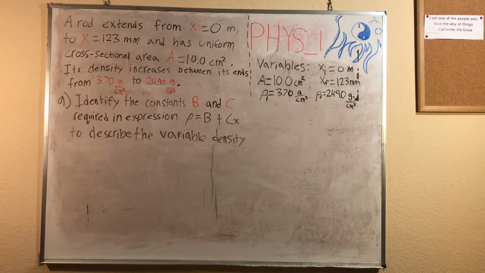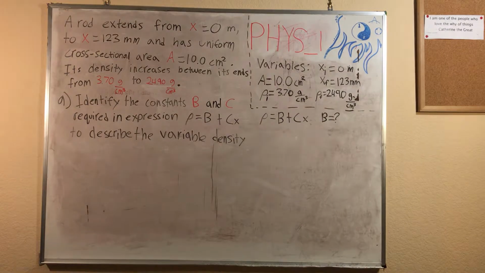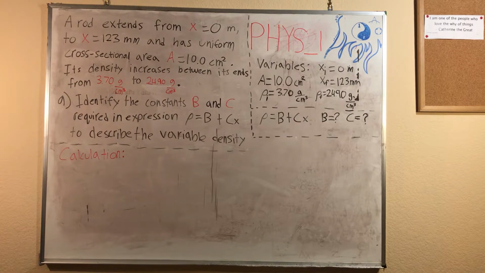Write the given equation for density, which is rho equals B plus C times x. We are looking to solve for B and to solve for C. To solve the values, we should plug in what we have, so now it's time to calculate. Rewriting the equation, we get rho equals B plus C times x. Since we have some initial and final values, let's start plugging in for the initial density and the initial x value. So let's mark this one as rho initial and x initial.